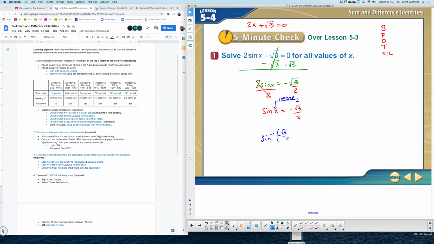But basically, I've exchanged my domain and range. That's really what I've had. I've substituted the domain and the range. And I find out that the sine inverse of negative square root of 3 over 2 will be x. And so now I'm going to open up this formula chart.